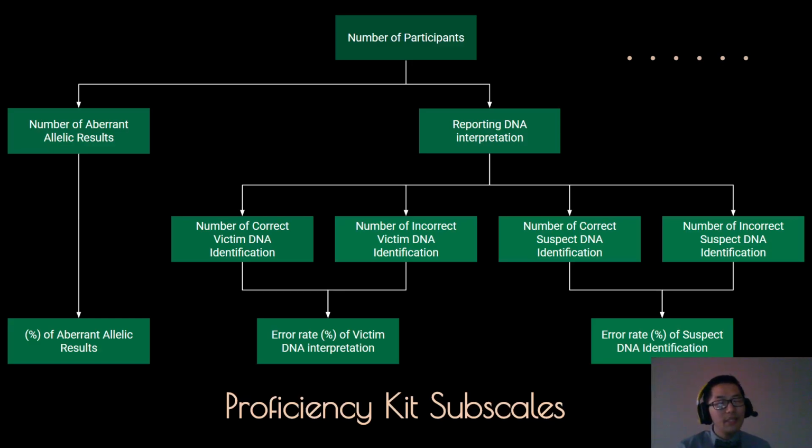All right, so these are my subscales. We have the number of aberrant allelic results, which can get converted to the rate, or percent, of aberrant allelic results. And from there, when we're understanding the reporting of DNA interpretation, we can look at the correct victim DNA identification and incorrect victim DNA identification. On the other hand, we can also look at suspects. And from there, we convert it to an error rate for DNA interpretations for each subject matter.